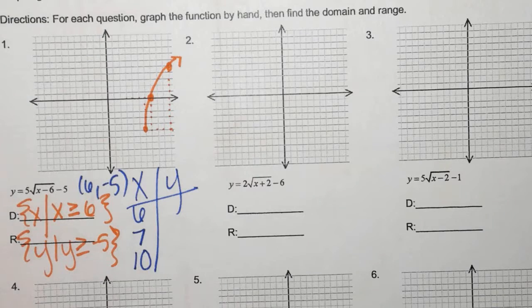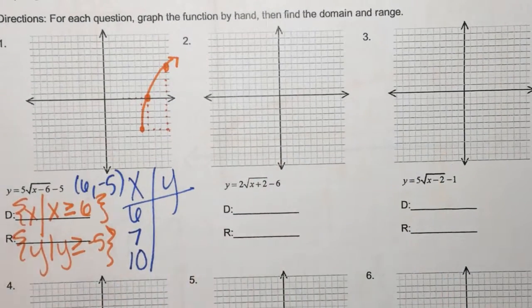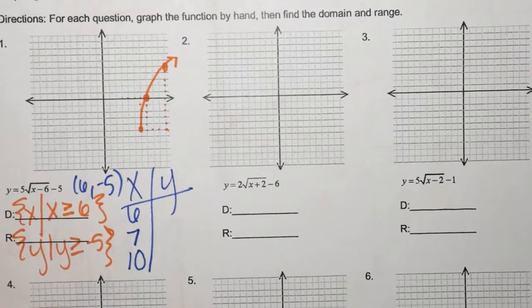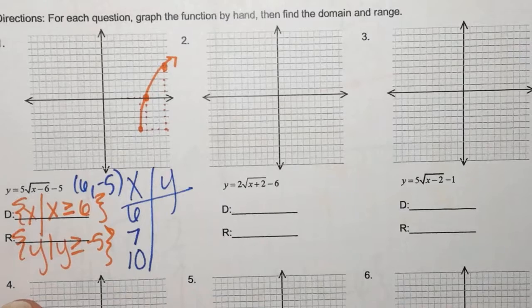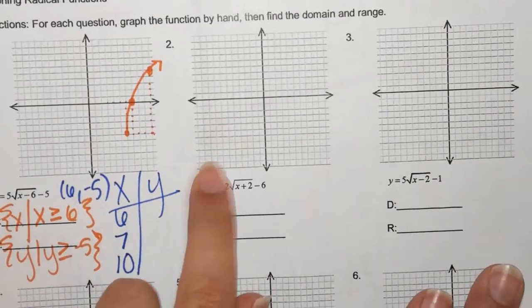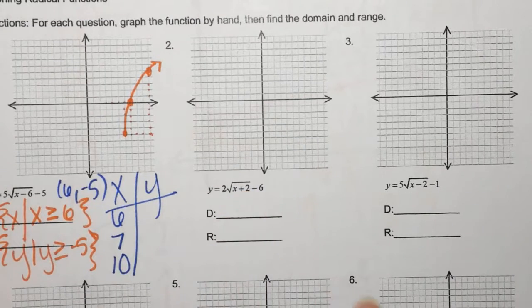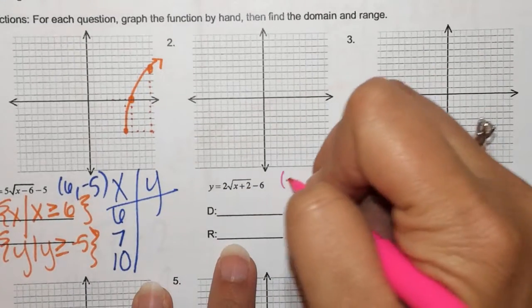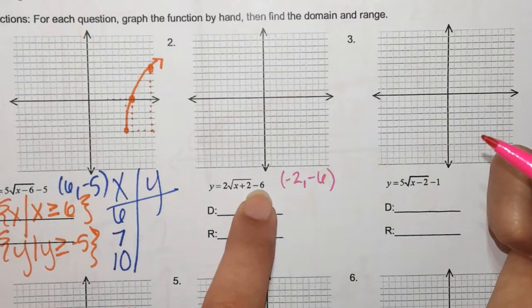Now, I want to do 2 and 3 together using vertex form, and then I want you guys to check your 4, 5, and 6 without me, or finish 4, 5, and 6. So number 2, let's start with our vertex. What's our vertex of number 2? Negative 2, negative 6. Good. Because it's the opposite of whatever's in here and this number.